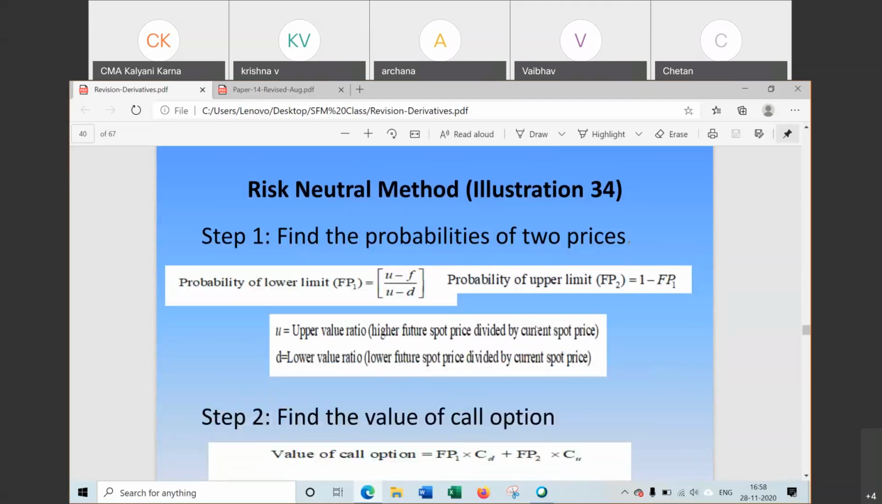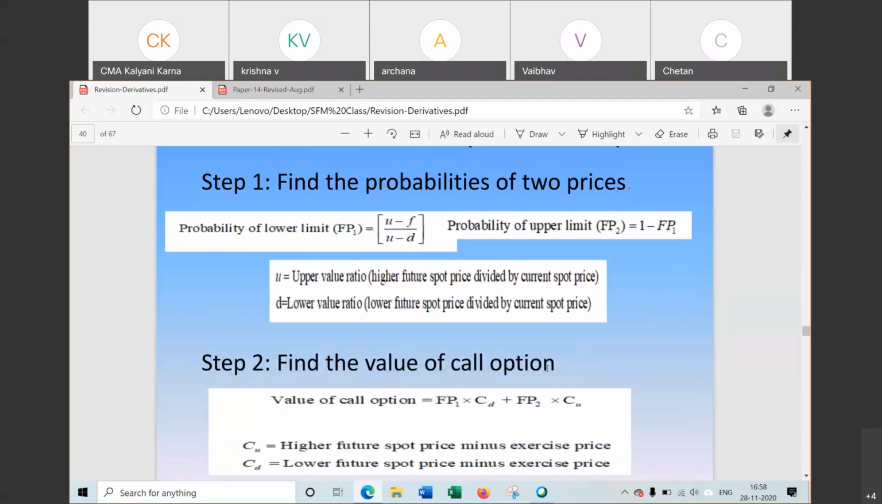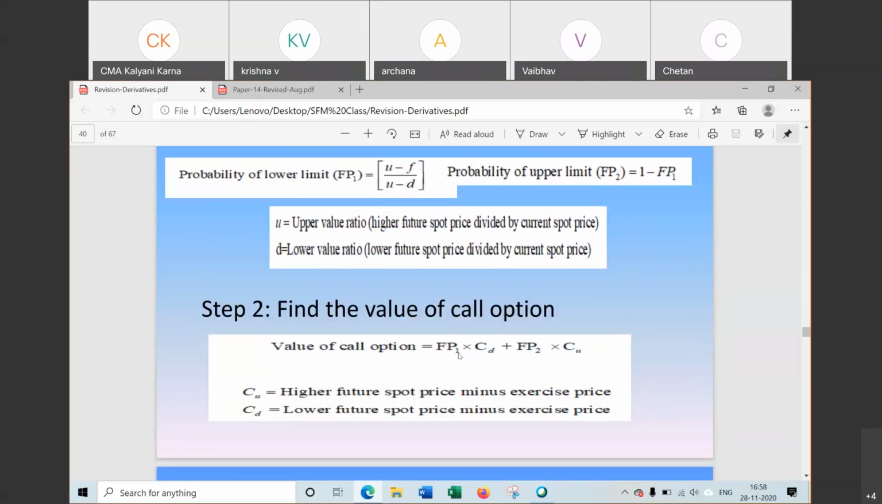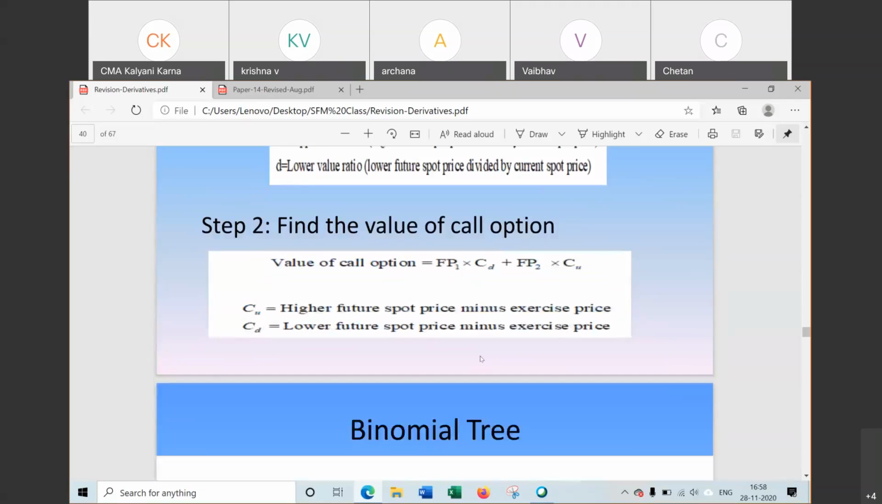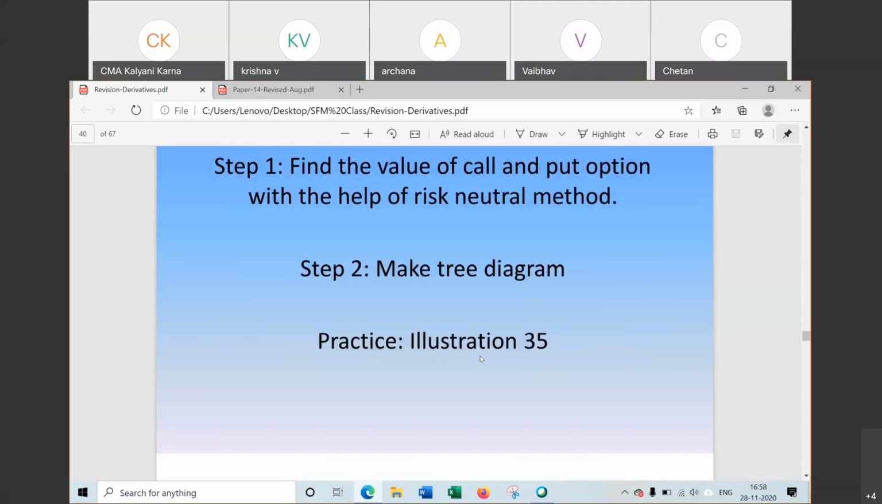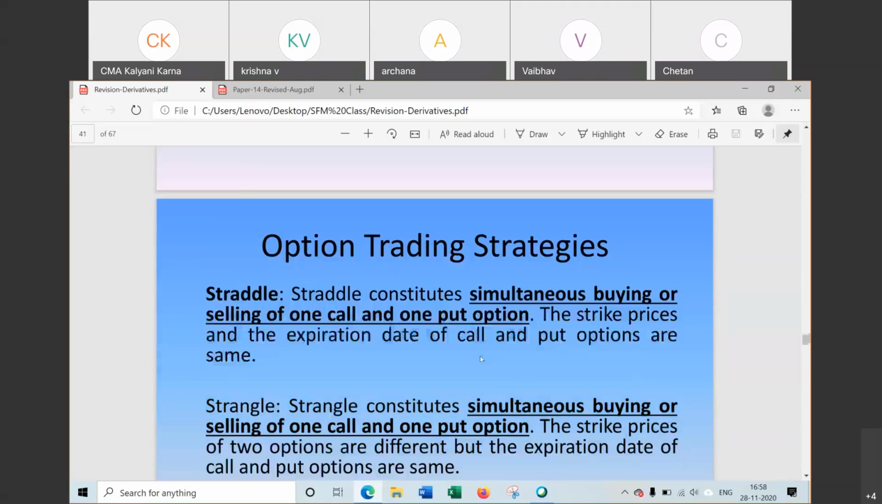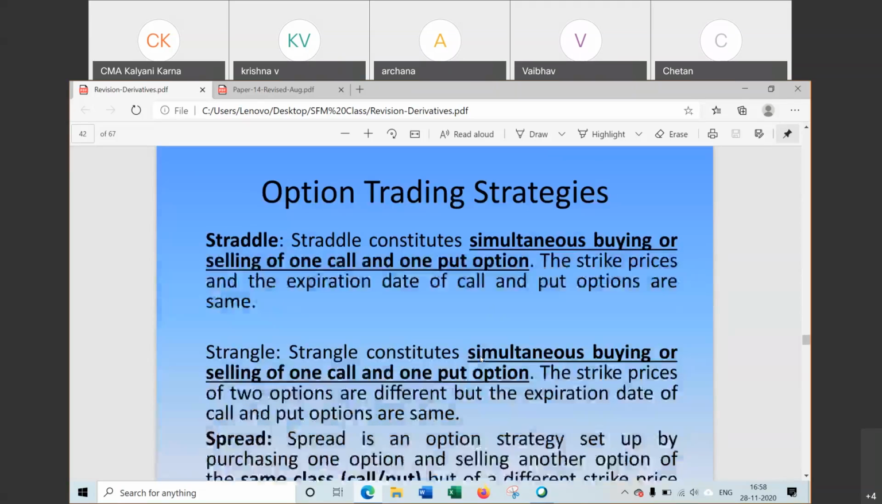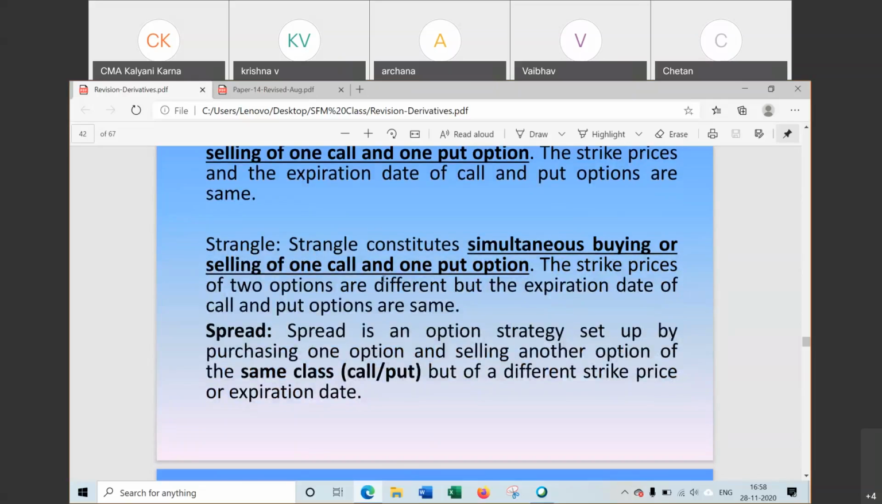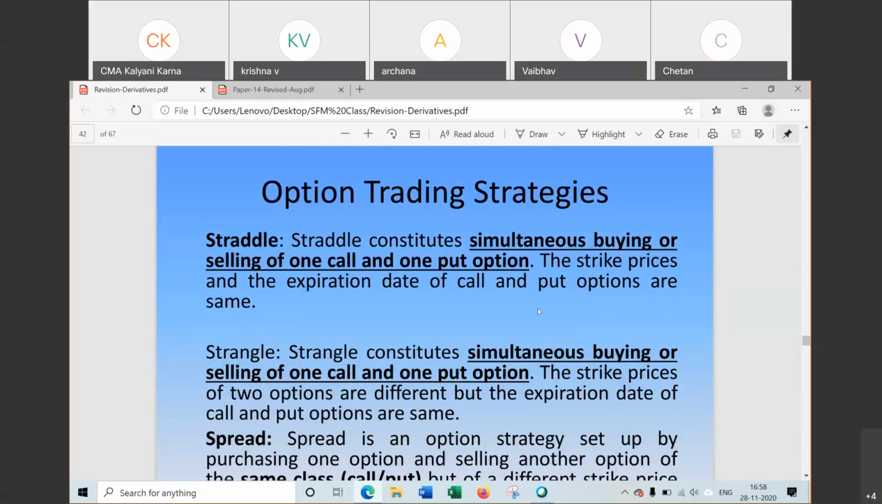Risk neutral method, step 1, find FP1 and FP2. Then value of call option with FP1 CD, FP2 CU. Binomial tree, that is diagram. Now option trading strategies, trader, buying and selling of call option and put option.